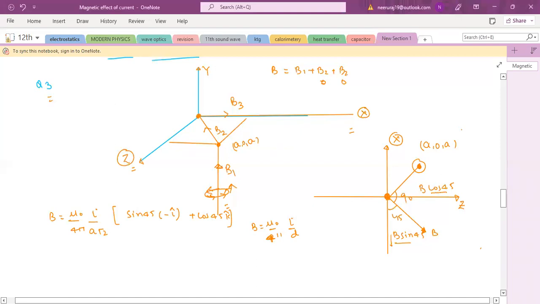How much is value of B? Value of B होता है बच्चों, due to semi infinite wire, mu naught by 4 pi, I by d. So mu naught by 4 pi I by d, d is perpendicular distance. This is going to be a root 2, right? And this component बच्चों कौन सा component है? X component negative आ रहा है, so I put this minus. Y Z component is coming positive. I put this positive and I'm done, solution.